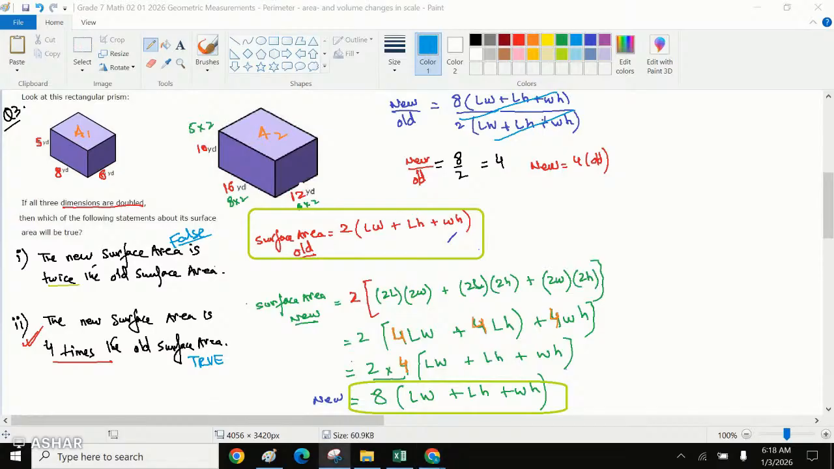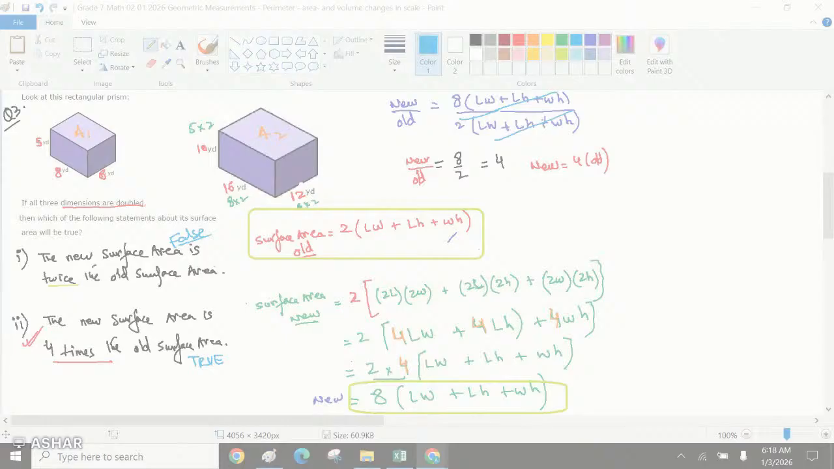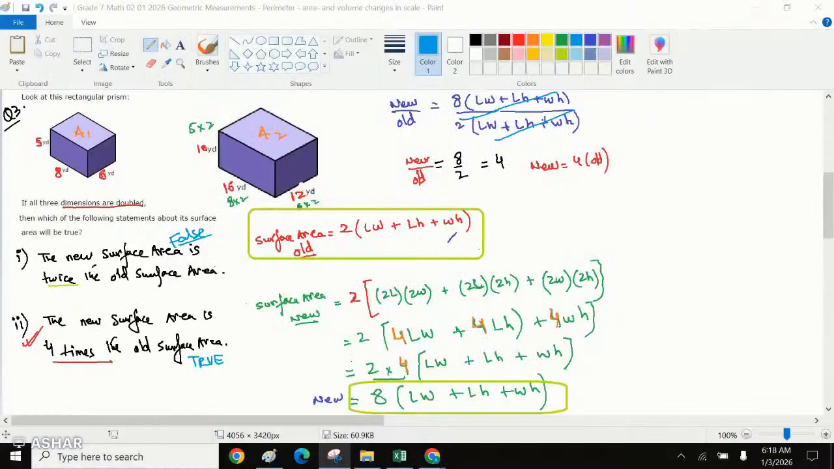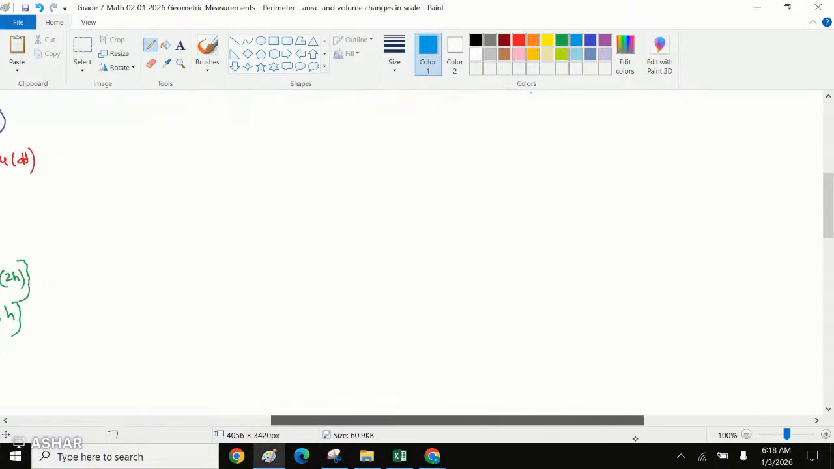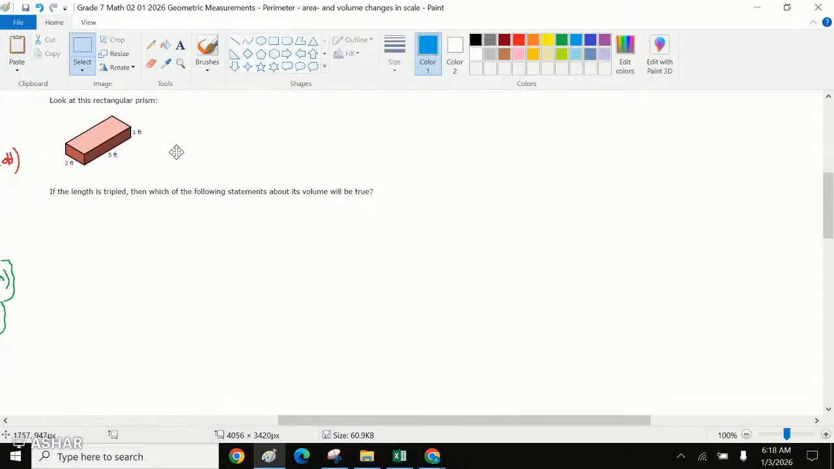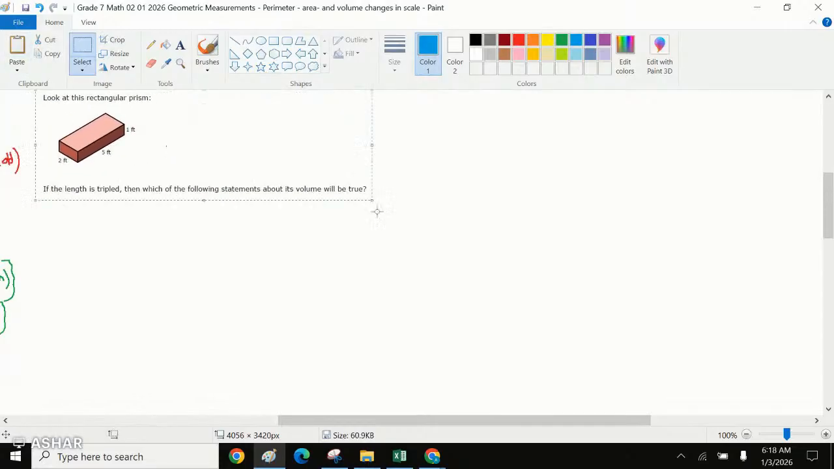The next question says, look at the rectangular prism. They're calling it a prism. A prism is a three-dimensional shape made out of either triangles or rectangles. A shape made out of rectangles would also be a prism. So this is question number 4. It's a rectangular prism.